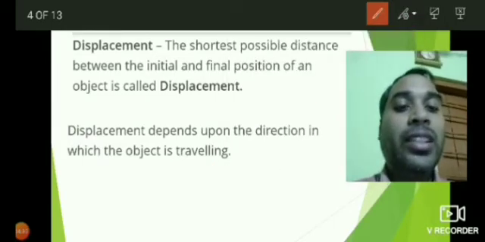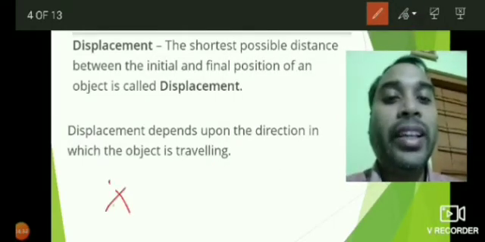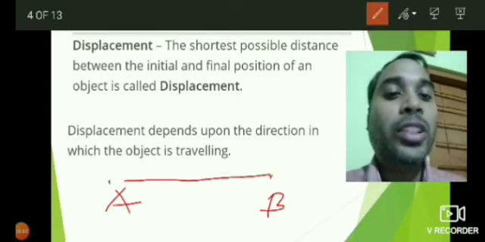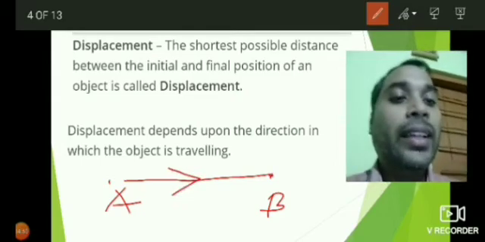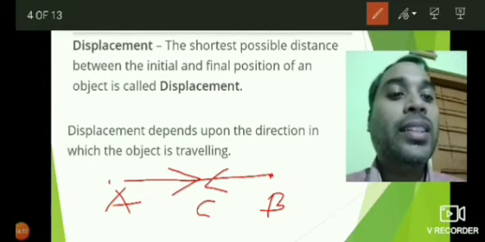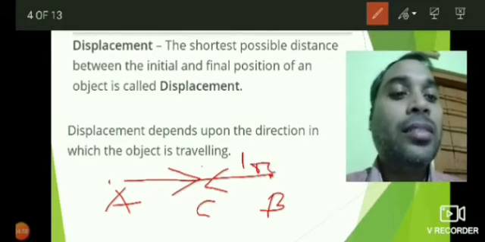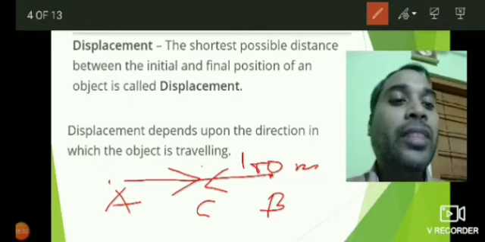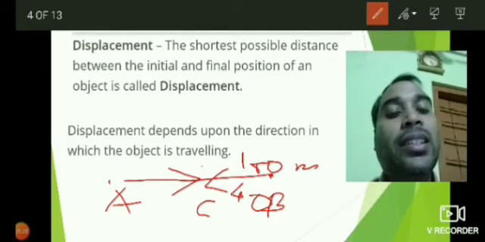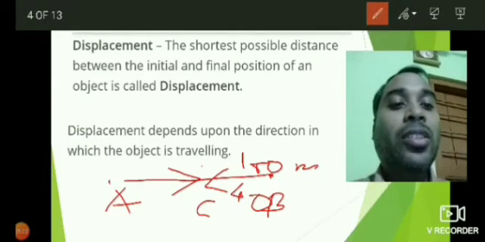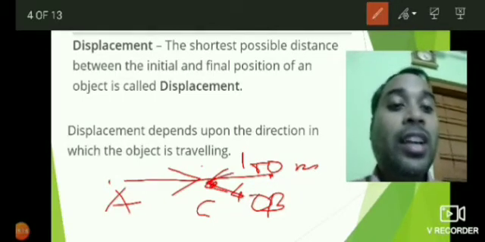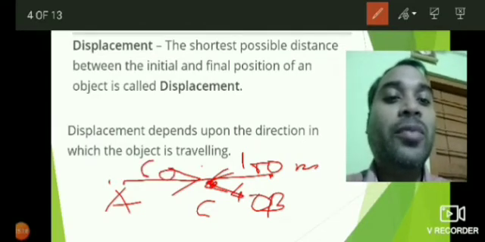Okay, let me draw the diagram once again. Now, suppose this is point A, this is point B. Now the object moves from point A to point B, and then it returns back to point C. Now the distance from A to B is, let's say, 100 meters, and from B to C it is 40 meters. So what is the displacement in this case? Here the displacement will be 60 because it ended at point C, which is how far from A? It is 60 meters from point A.